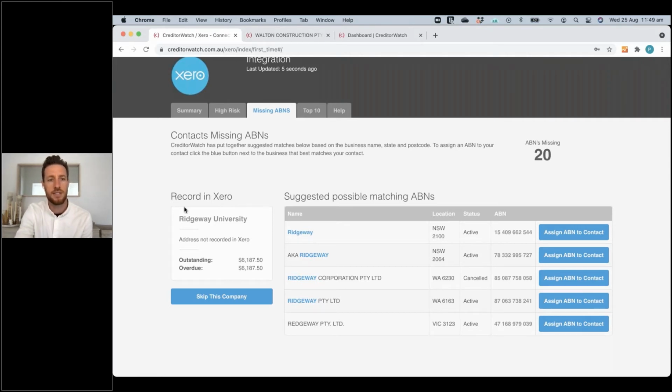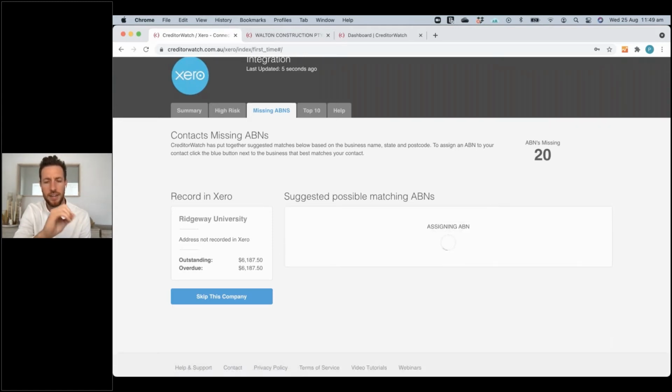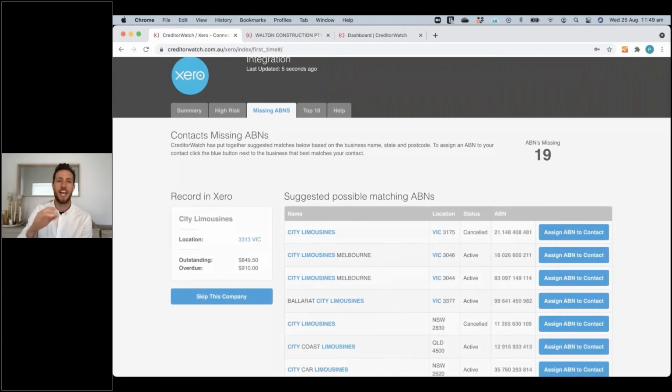In this case, this is the data that we have out of Xero, Ridgeway University, not a lot to go off. However, what you might look at and go, oh, actually, that's right, I know it's Ridgeway Proprietary Limited. They are based in WA. So I'm going to assign the ABN. Bang, click that. It assigns an ABN to that record. That means that it will be monitored, and we will flag any high risk issues that might be about.